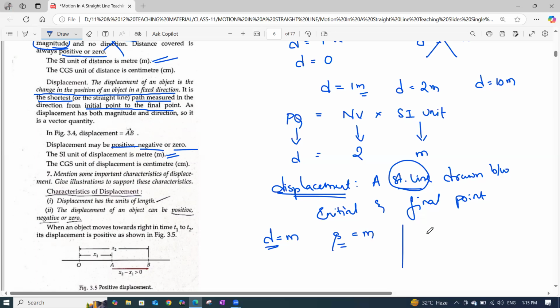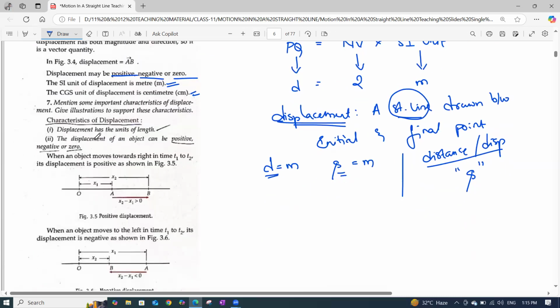Moving forward, whenever we find the term distance or displacement, both may be mentioned with the letter S. Don't get confused. Then the CGS unit is also there for distance and displacement. The CGS unit is centimeter, but 99.9% we are using SI units only, so we have to take meters.